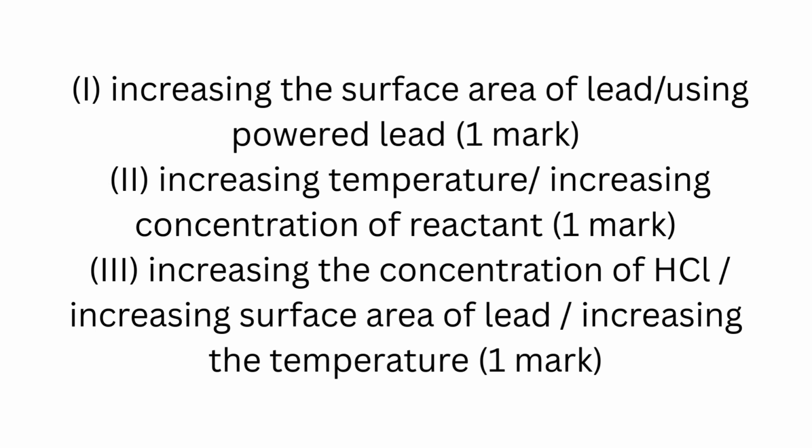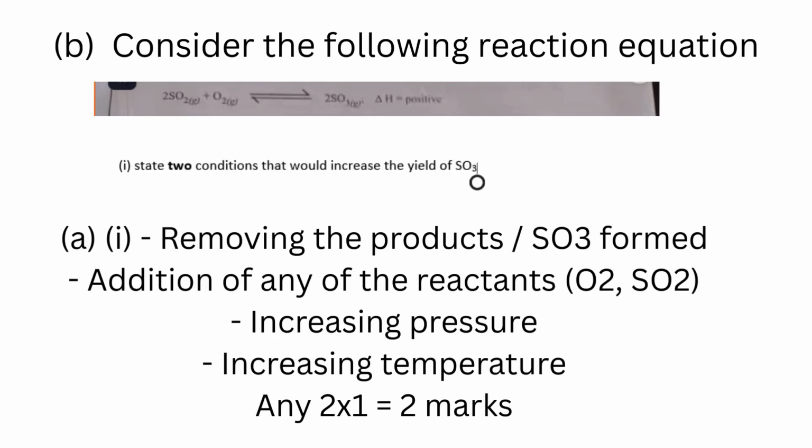Now the next question, consider the following reaction. That's the reaction between sulfur 4 oxide and oxygen to give you sulfur 6 oxide. Now they say state 2 conditions that will increase the yield of sulfur 6 oxide: removing the product, that's SO3, formed, increasing the pressure. Any one you give, any one. If you say 2 points, 2 marks.